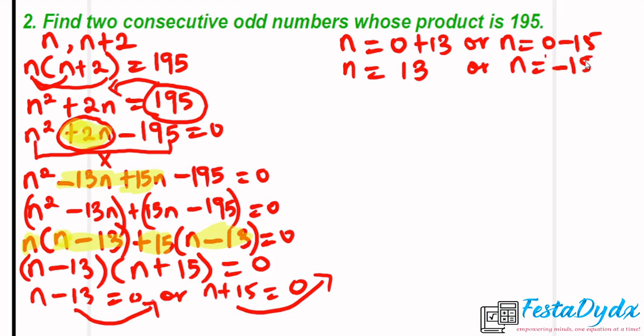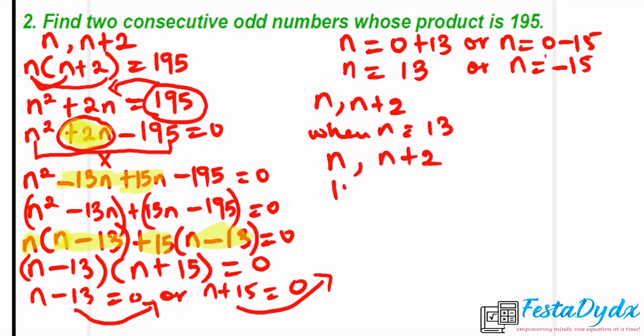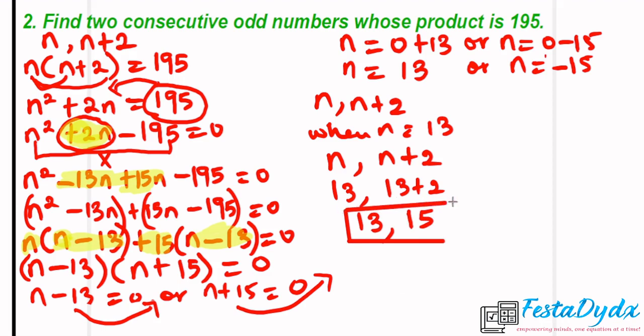So now we've been able to get two separate answers for n. We have 13 and we also have minus 15. So now let's work with the first one. We are looking for n comma n plus 2, two consecutive integers. So when n is equal to 13, the first consecutive integer is n, which is 13, comma n plus 2, which is 13 plus 2. So our answer is 13 comma 13 plus 2, which is 15. So the consecutive numbers are 13 and 15.